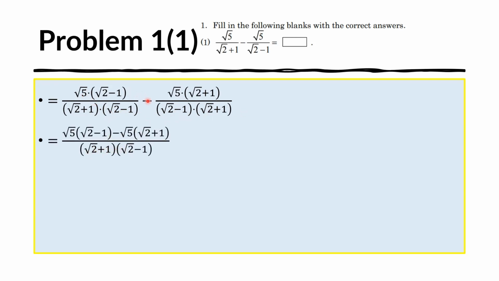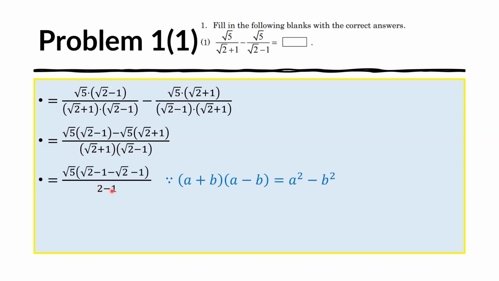And the numerator, the subtraction sign goes to the numerator. And now they become like this. Now what we can do is factor out square root of 5. And in the denominator, we can use the difference of squares because they only differ by this sign, plus and minus here. So this will be the square of square root of 2, which is 2, and the square of 1, which is 1, and we subtract them. So it becomes like this. And the square root of 5 is factored out.